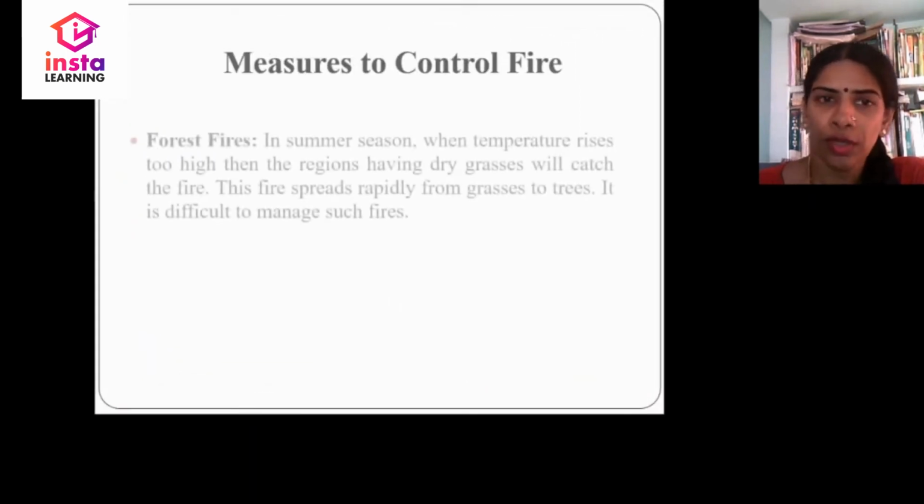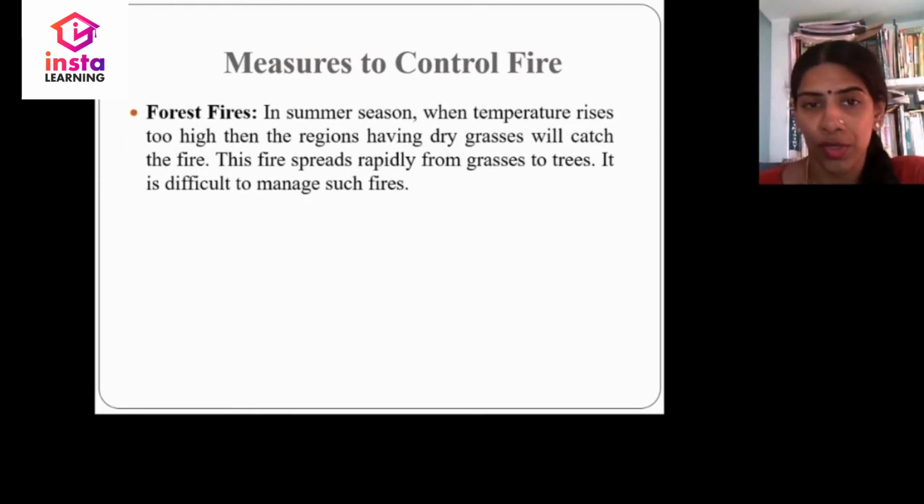Measures to control a fire. Now we are going to see forest fires. In the summer season, when the temperature rises too high, what happens? The regions which have dry grasses will catch fire. This fire spreads rapidly from grasses to trees. These forest fires are very difficult to manage.